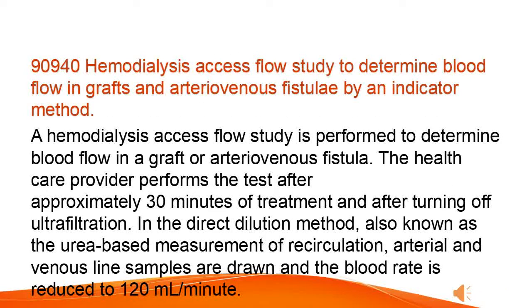Hemodialysis access flow study to determine blood flow in grafts and arteriovenous fistulae by an indicator method. A hemodialysis access flow study is performed to determine blood flow in a graft or arteriovenous fistula. The healthcare provider performs the test after approximately 30 minutes of treatment and after turning off ultrafiltration. In the direct dilution method, also known as the urea-based measurement of recirculation, arterial and venous line samples are drawn and the blood rate is reduced to 120 ml/minute.